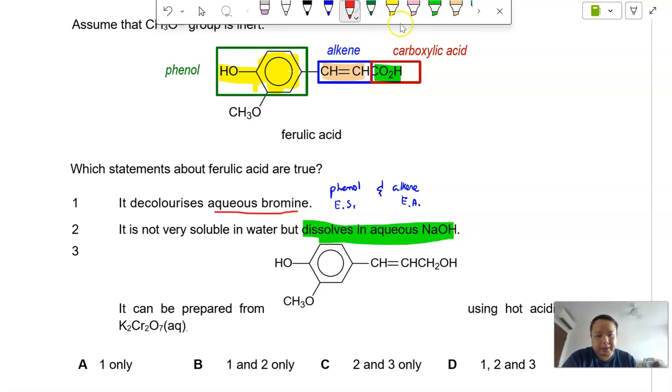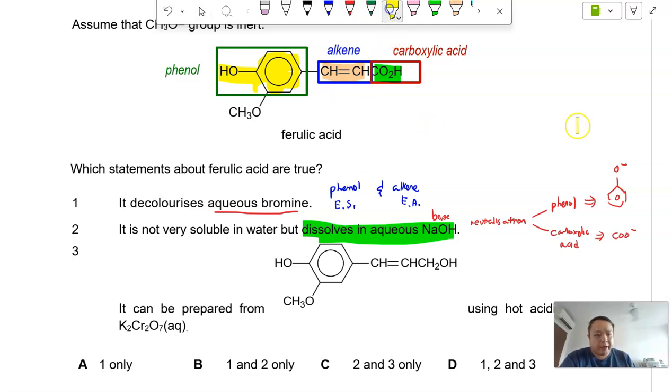NaOH basically is a base. It can undergo neutralization. In this case, which functional groups can undergo neutralization? Both the phenol as well as the carboxylic acid. And this results in forming your phenoxide ion, O-, as well as your carboxylate, COO-. Now, once you form these ions, the type of interaction with the aqueous medium will be ion-dipole interaction.